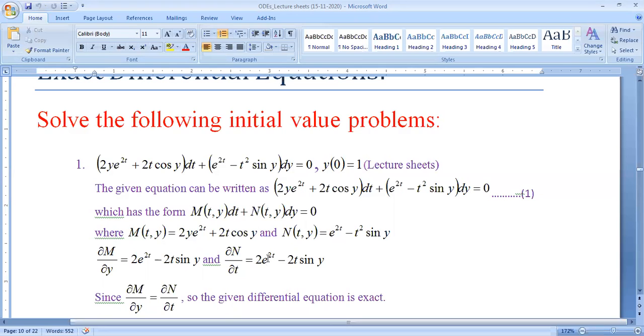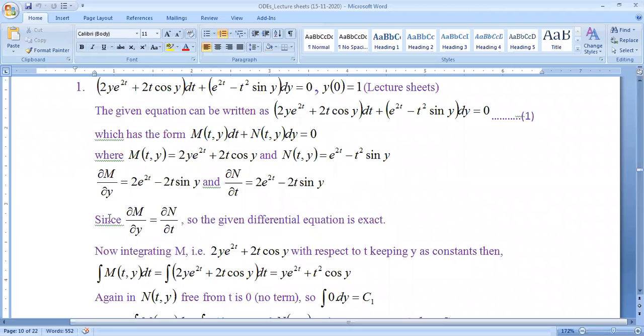E to the power 2t, multiplying with the coefficient of t, which is 2, minus t squared, differentiation gives 2t, and sin y is the constant. So these two are the same. So we can say that ∂M/∂y equals ∂N/∂t. So the given differential equation is exact.